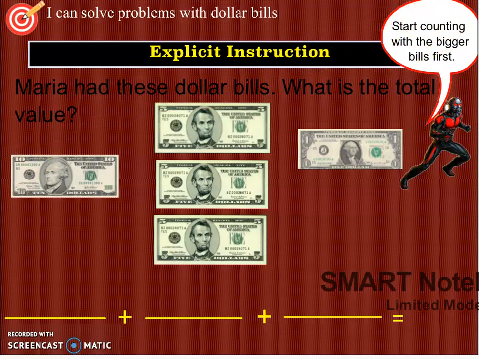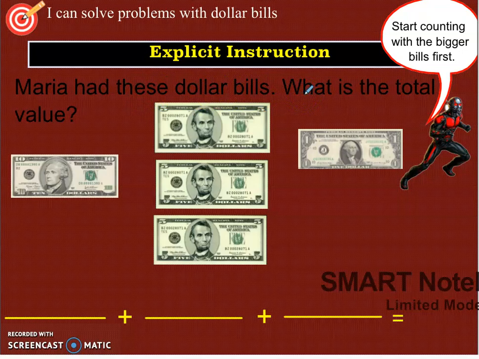So before we read the problem, one strategy we're going to use is start counting with the bigger bill first. So let's read the problem. Maria had these dollar bills. What is the total value?